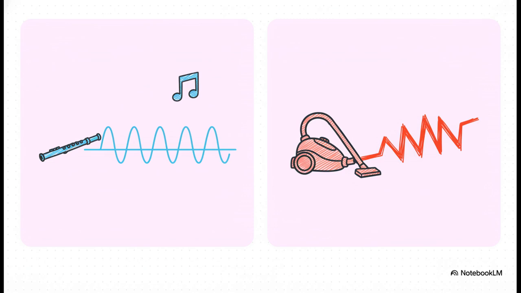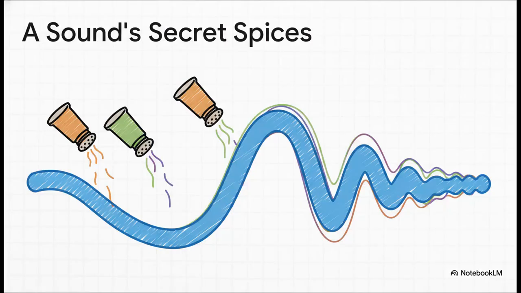A musical note, like someone singing, has a nice, regular, predictable wave. It's orderly. But noise? Think of a vacuum cleaner. Its sound wave is just a total mess. It's chaotic and all over the place, with no clear pitch you could hum. And this right here, this is where the magic comes in.